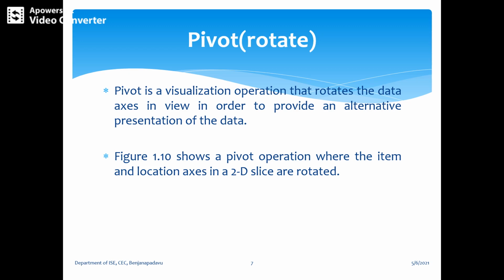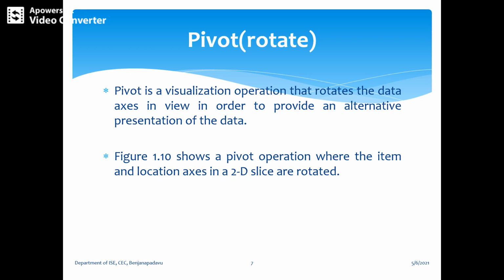Diagrammatically, we show the pivot operation where the item and location axes in the 2D slice are rotated. Only the selected Q1 result is rotated in the diagrammatic representation, because the selected data can be rotated along all the axes, the item and location axes in the 2D slice. Easily we can rotate it and see all the ways the data is presented.